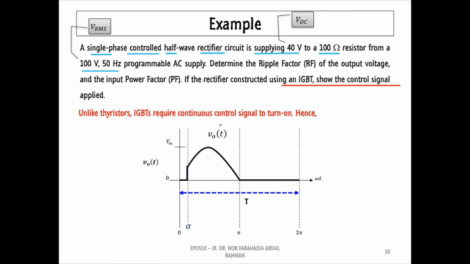Unlike thyristors that require a short control pulse to turn on, IGBTs require continuous control signal to turn on. Hence, the answer for this question is as follows.